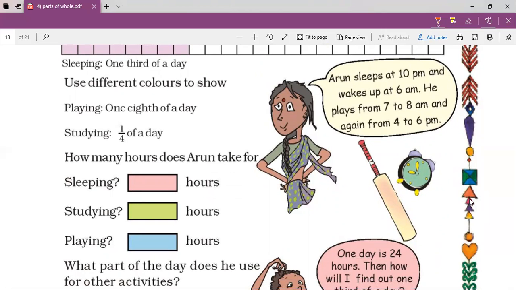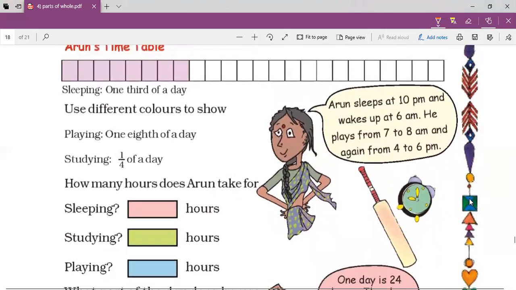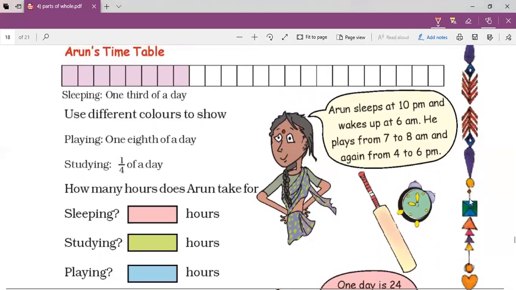One day is 24 hours. That means there are 24 hours in one day. So then how will I find out 1/3 of a day? What he is saying is, if there are 24 hours in a day, how can I find how many hours 1/3 is? If we divide 24 hours into three parts, 1/3 means one of those three parts. So how many hours will come in one part? Okay, this we have to solve.